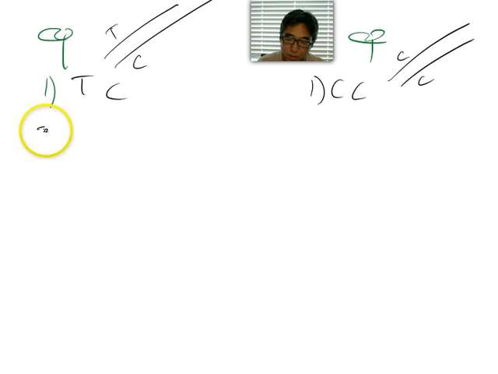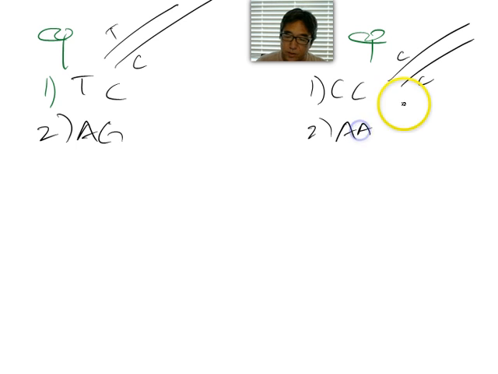At position number 2, in this plant, let's make it an A and a G. We discovered that that's an A and a G. And in plant number 2, we discover that this is an A and an A. So this is heterozygous, this is homozygous. And let's say, for now, that these two SNPs, or these two loci, are not linked.